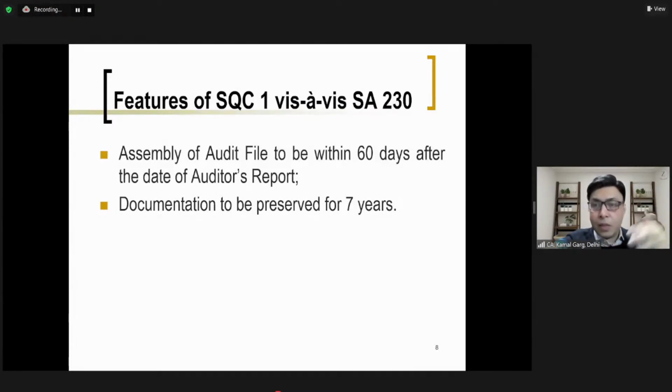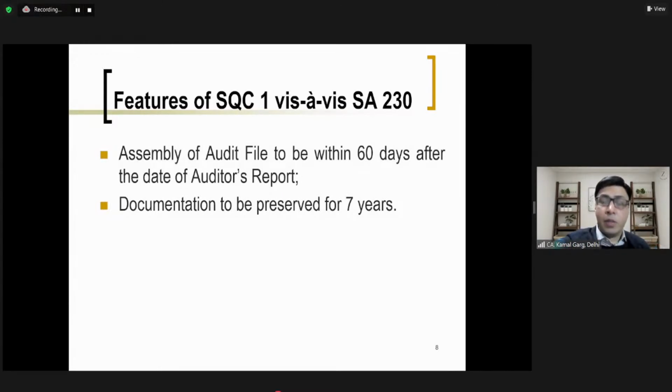Initially, when this standard was originally coming into the industry, it was 15 years. Then 15 years came down to 10 years. At present it is 7 years. So if you are referring to some books available in the market, and that book is saying 10 years, please take a note. It is no longer 10 years. It is now 7 years. So I repeat, originally it was 15, then it came down to 10 years, now it is 7 years at present. 60 days, there is no change.